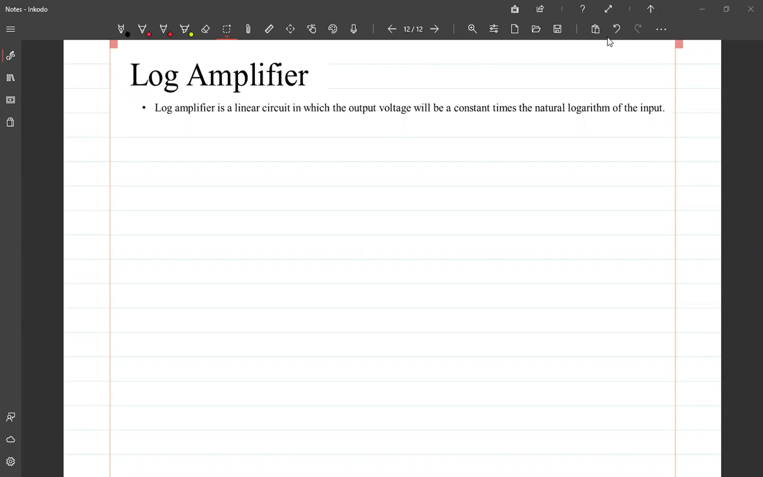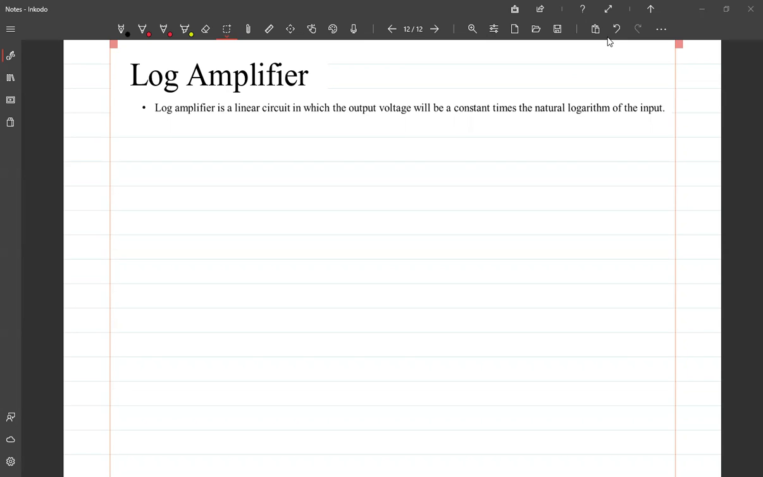So a log amplifier is a linear circuit in which the output voltage will be a constant times the natural logarithm of the input voltage. In most mathematical operations, we use op-amps for computing those operations. In line with this, a signal can be identified, and the logarithm of the signal and the anti-log of the signal can be modified using the op-amp circuit. Those things we are going to discuss here.